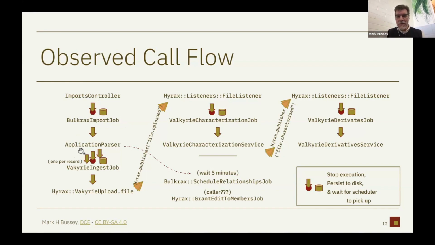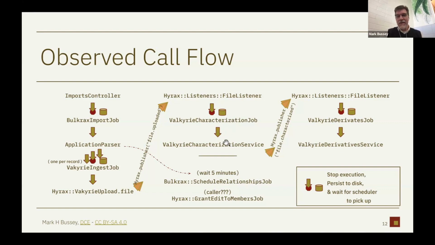The application parser parses through your CSV file and makes a bunch of Valkyrie ingest jobs. The Valkyrie ingest jobs call a bunch of Valkyrie uploads and create your files. Then there's an entirely different communication mechanism using a publication subscription model, with listeners that listen. When they hear an event, they create a job that gets persisted to disk.